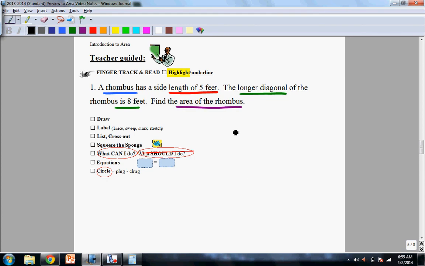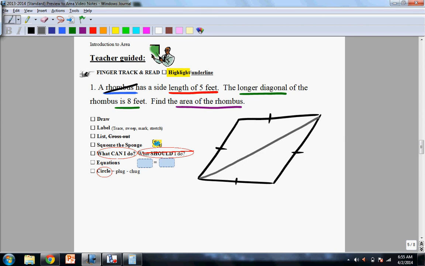Okay, let's draw what we have. First off, we have a rhombus, which is basically a square pushed on its side. We're doing draw, label, list, cross out. That's a rhombus. All sides are equal. I'm going to draw on the diagonals. We have a right angle there. We have a side length of 5 feet, so we're 5 feet all the way around.